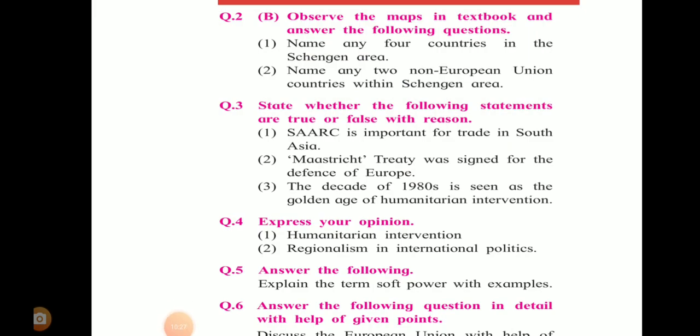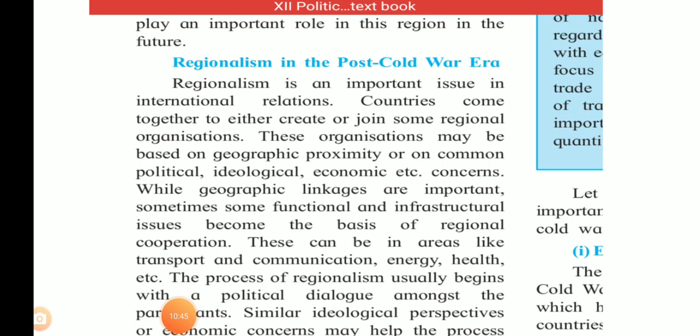The answer is over. Now we'll move towards the next question, that is second, regionalism in international politics. Let's start with the answer. Here I have displayed the answer. Now write it down. Give heading: Regionalism in politics. Skip one line and write the answer.